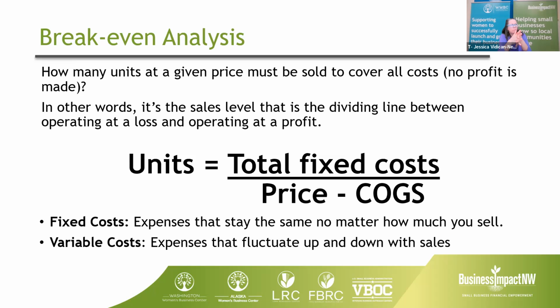So this is your basic formula, with your fixed costs being the expenses that stay the same no matter how much you sell, and your variable costs being the expenses that fluctuate up and down with sales, such as your raw materials or the labor involved in manufacturing an item.